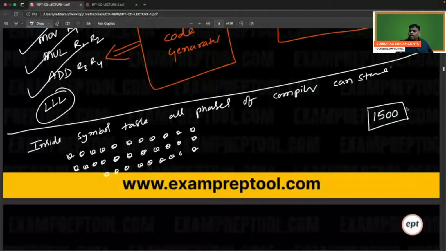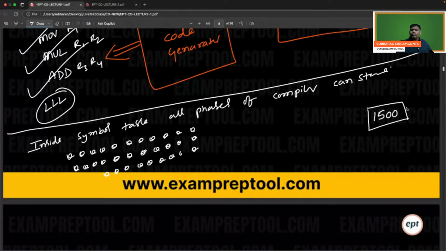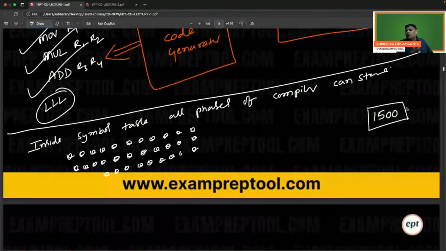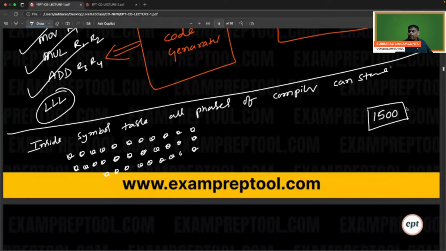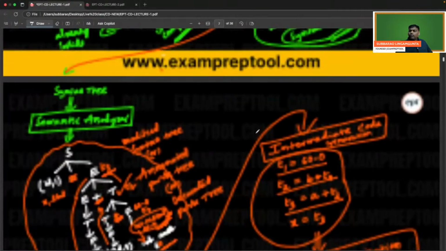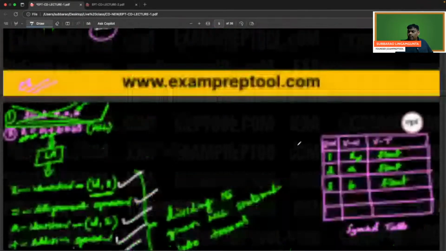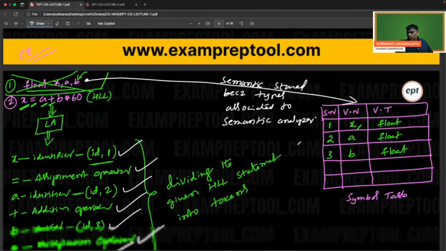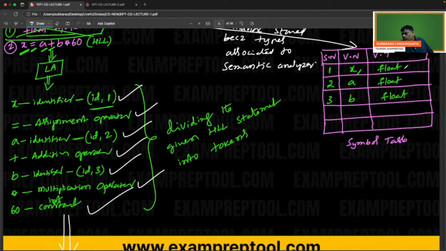Every phase can store inside the symbol table. Inside the symbol table, all phases of the compiler can store. If you read these 1500 pages, you will get the idea that all can store. Who can store inside the symbol table? All. Mostly these types are stored by whom? Semantic. Mostly. But maybe others also store.